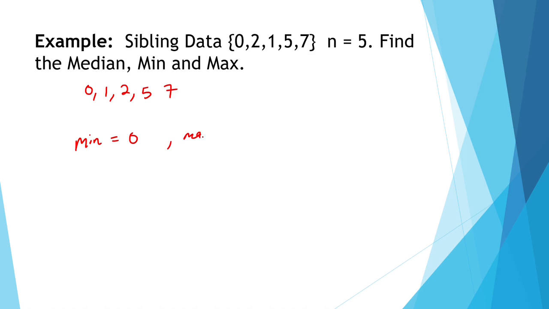The maximum is the next easiest value to find. That's just 7. Now the median is the number that's right in the middle, and you can clearly see that 2 is in the middle where we have 2 data values below it and 2 data values above it. So the median is equal to 2.